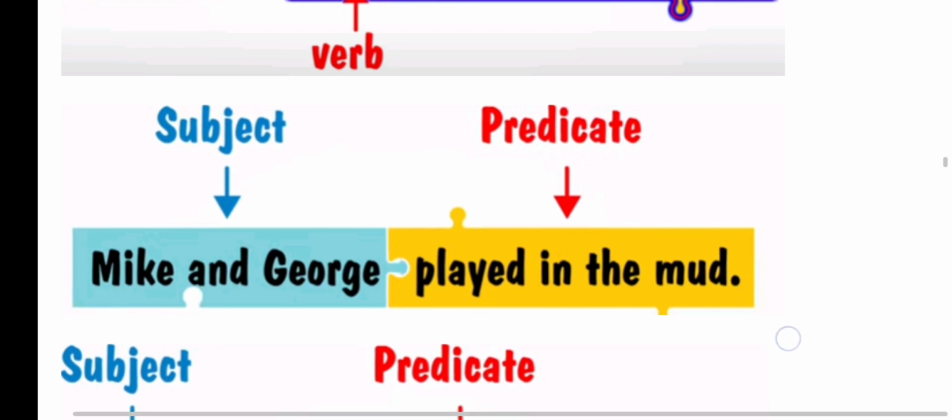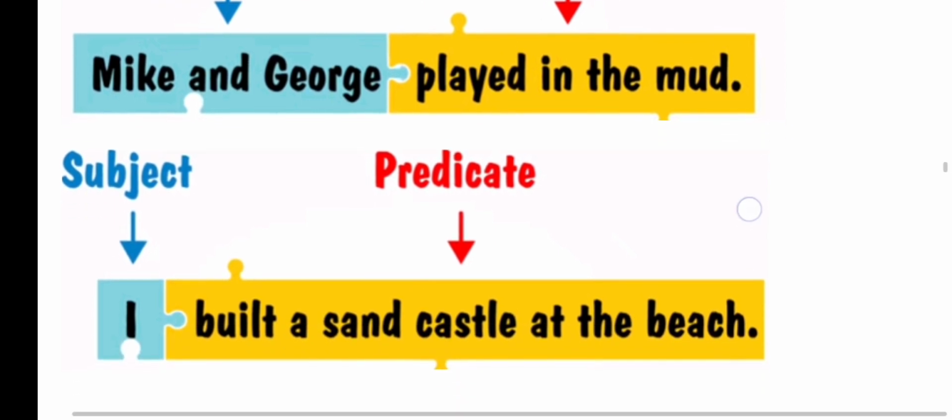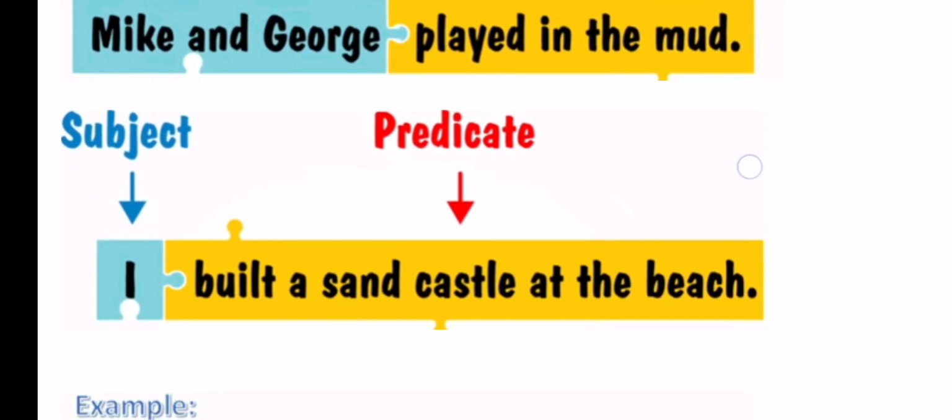Okay, next one more. I built a sandcastle at the beach. Okay, here, first thing, find out where the verb is. Which is the verb here? Action word, built. Now add a question to this verb. Who built or what built? So according to this sentence, we can say who built. I built. I is the answer and I is the subject. So that answer is the subject. And built a sandcastle at the beach is the predicate.